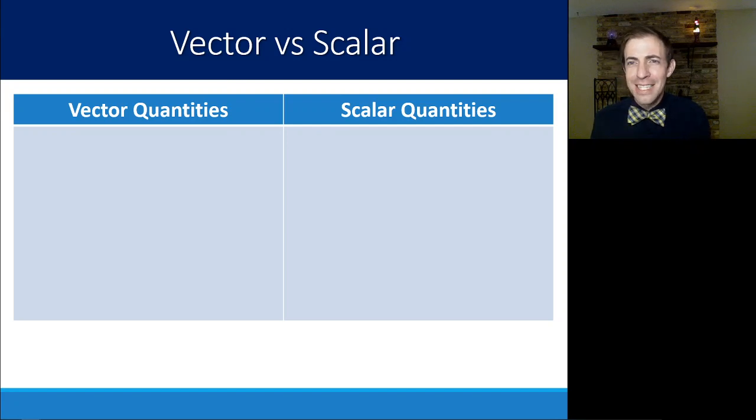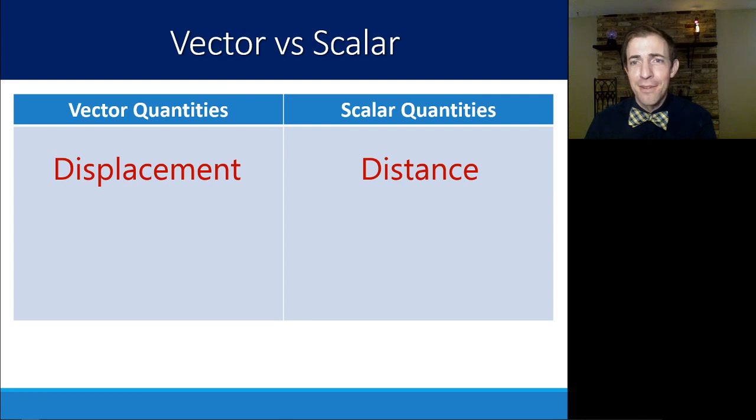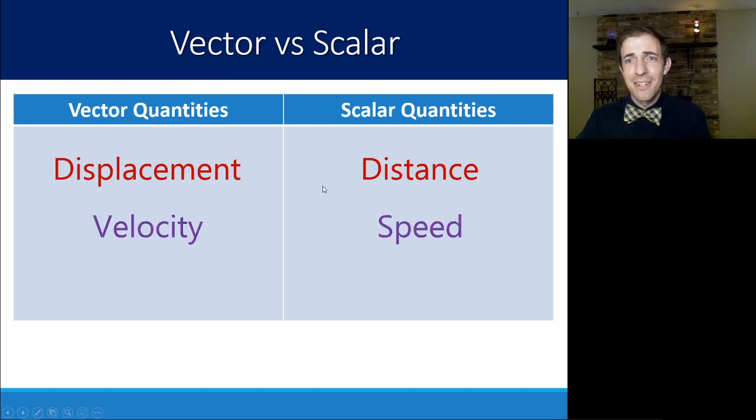A scalar quantity is something that doesn't have direction. So, for example, displacement is our vector quantity, and distance is our scalar quantity. A lot of times there are complementary examples here where one's a vector and one's a scalar. Velocity is our vector, speed is our scalar, but then we'll also see some other ones later on this year called force. Force is always a vector.